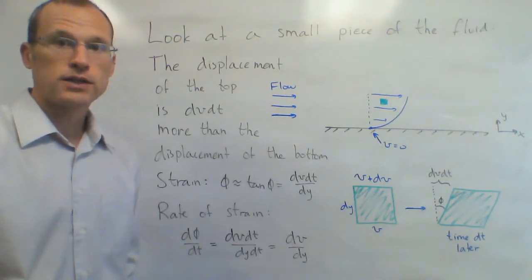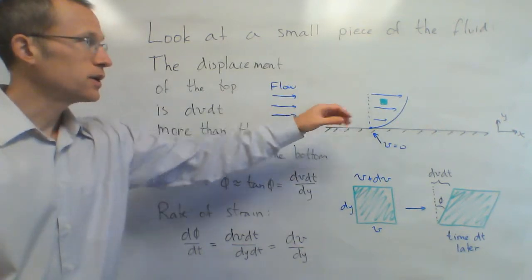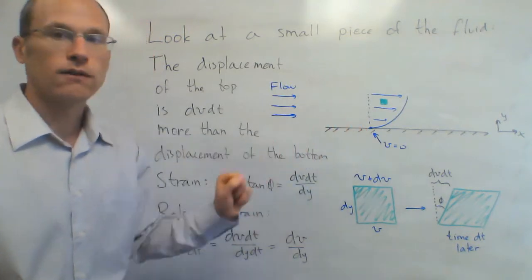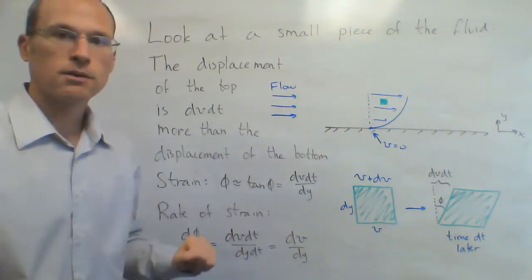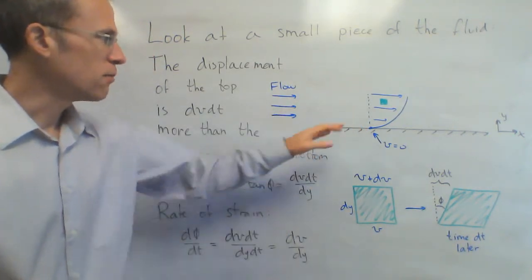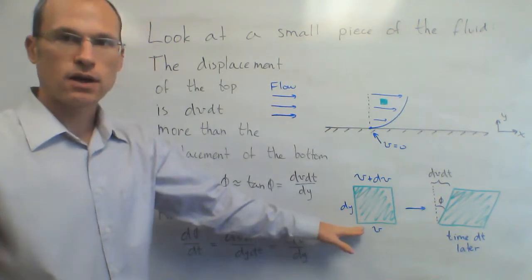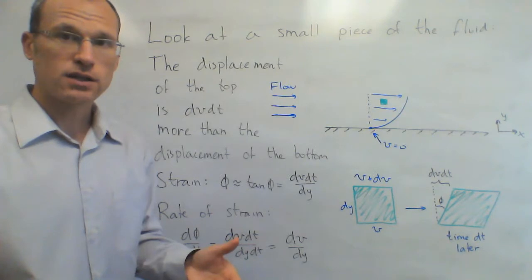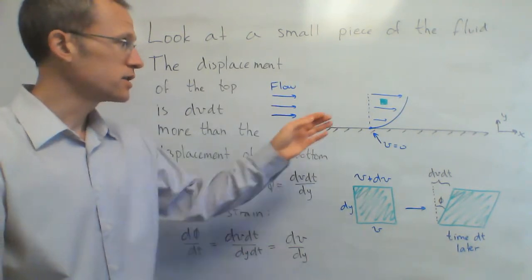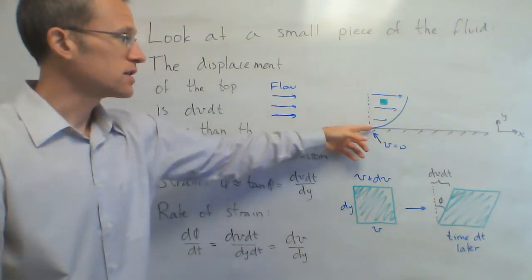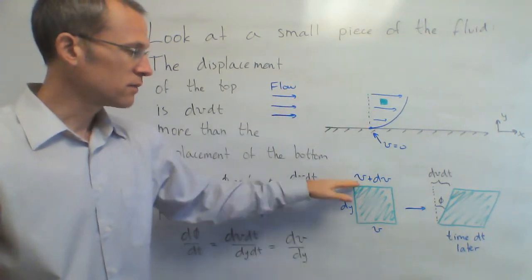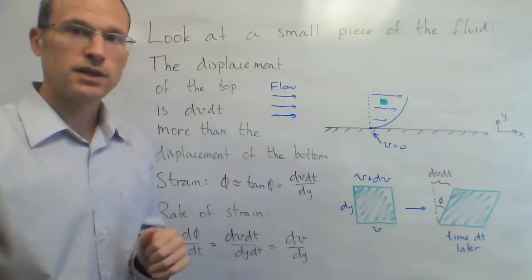Now what I want to do is look at a small piece of this fluid inside this region where the velocity is changing. So take a little square of fluid, pull it out, make it bigger, see what's going on. So on the bottom of this I have some velocity v. I don't know what it is, it's just some velocity v. On the top I have some different velocity, but I do know that it's a bigger velocity just based on the shape of this. As I go higher and higher, my velocity gets bigger. So I have some velocity on the bottom v, some velocity on the top v plus dv.